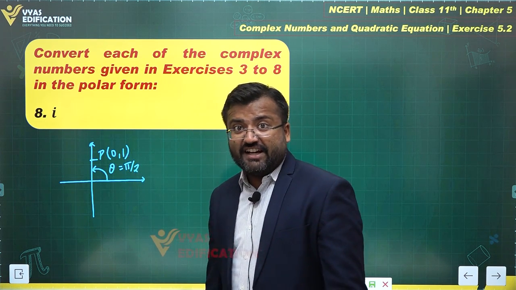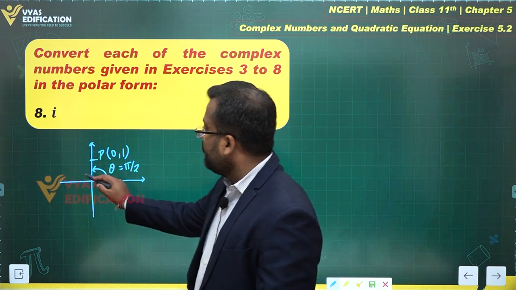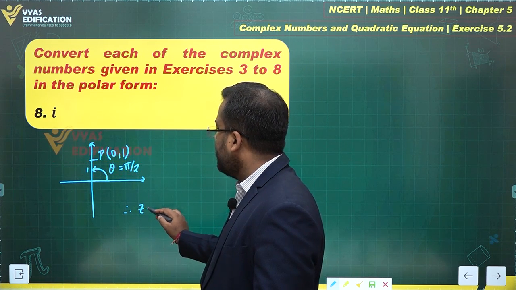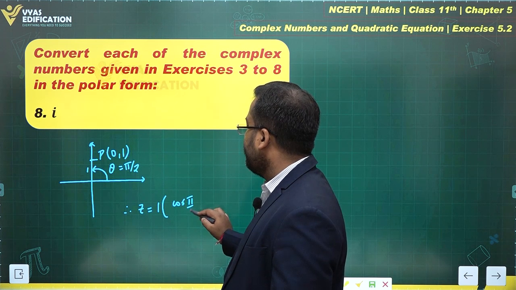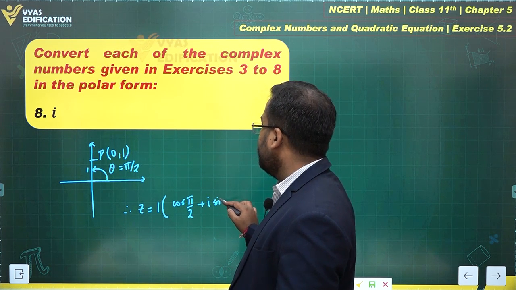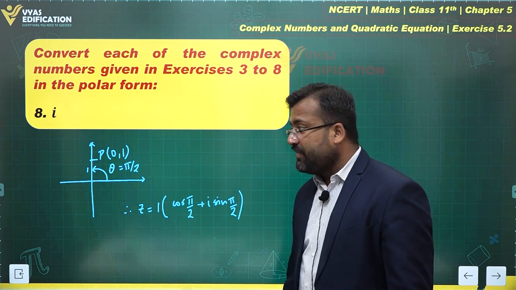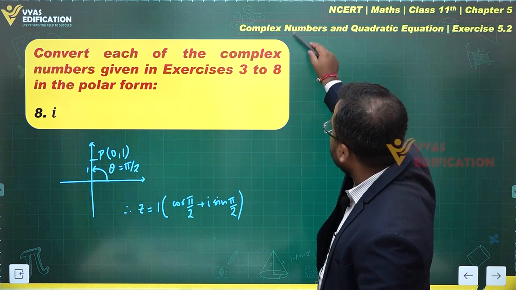So I'm solving it directly, am I? Yes, I am just giving you the direct approach, direct method. This is 1 and this is theta. Therefore, z will be equal to 1 times cos pi by 2 plus i sin pi by 2. Is that simple? Yes, that's simple. But no. We want to solve it properly. Okay, let's solve it properly.